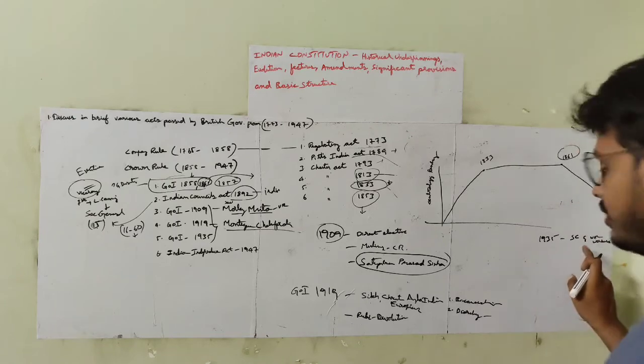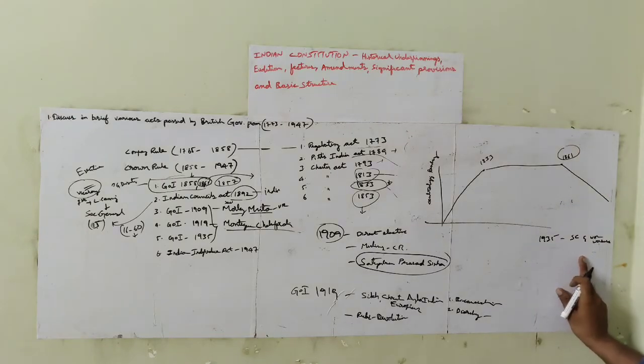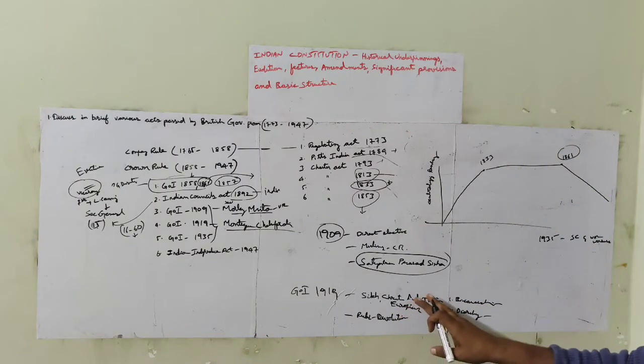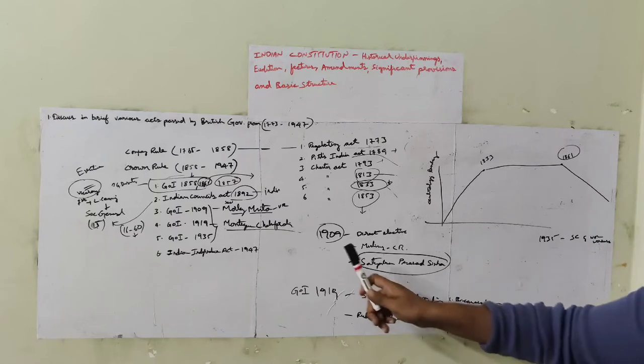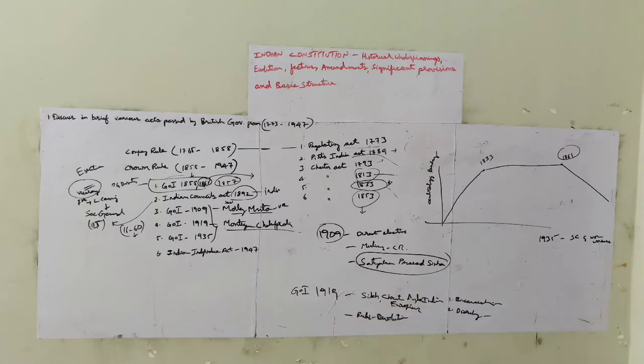For SCs and women workers also, this communal electorate was extended. Communal electorate means, if a Muslim needs to be elected, then only Muslims are allowed to vote for him. All the others are not allowed. Similarly, it was done in the 1909 Act. Here six will elect Christians. Christians will only elect if the member is Anglo-Indian, and only Anglo-Indians are allowed to vote. This is called the communal electorate system.